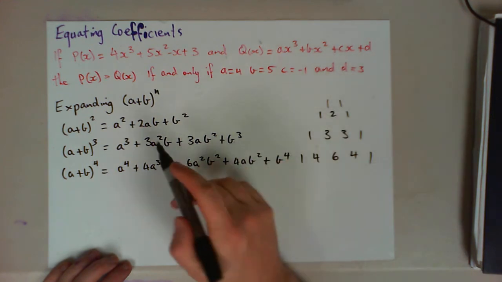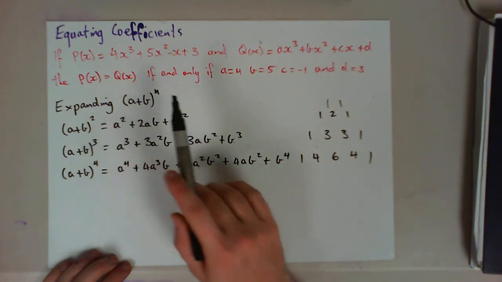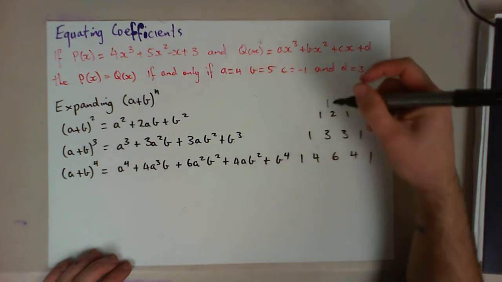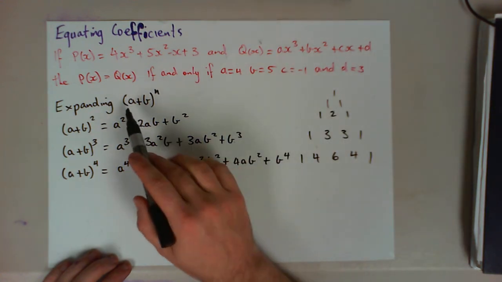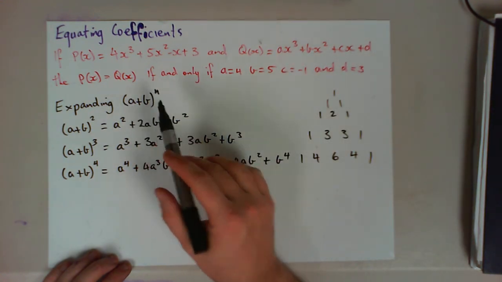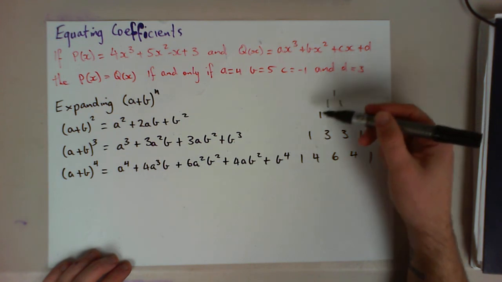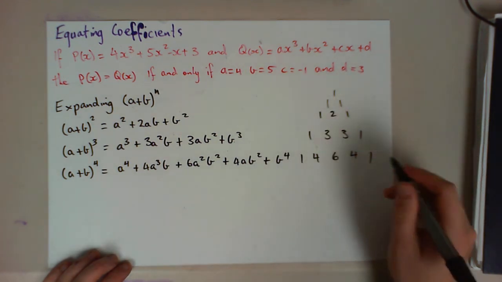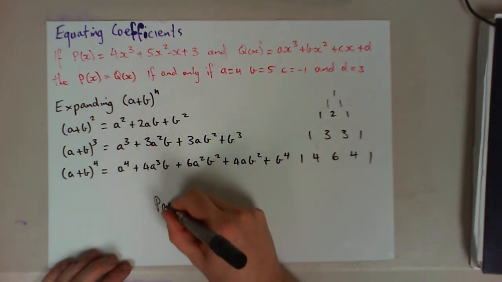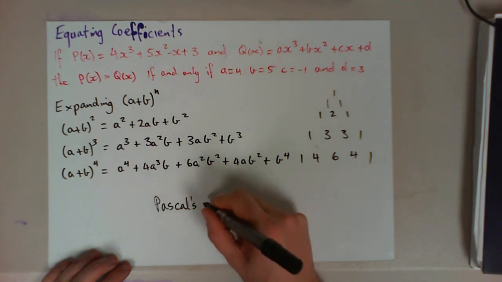If we were expanding a plus b to the 1, we'd just get a plus b. And if we were expanding a plus b to 0, well, anything to the power of 0 is equal to 1. And we end up with this nice pyramid, this nice triangle, right? And that's known as Pascal's triangle.